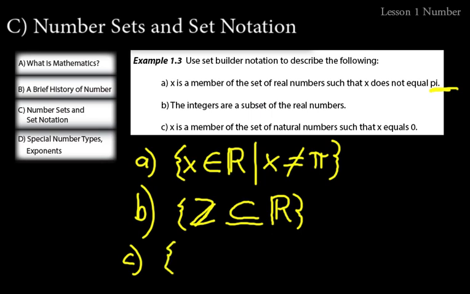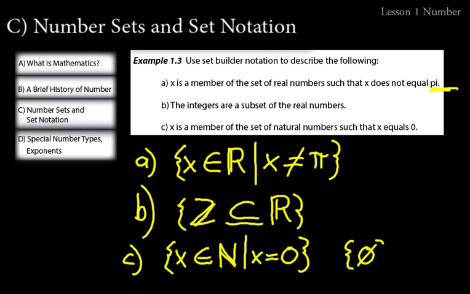So put your symbol there. X is a member of the set of natural numbers. That's an N with that double bar right there. Set of natural numbers such that X equals 0. Now what are the natural numbers? Those are the counting numbers. Those start with 1. So this actually doesn't make any sense. So we could have just written this as the empty set, the 0 with a slash through it. That stands for empty set. That's an acceptable way to write that as well, because it's an empty set. There are no members of that set.